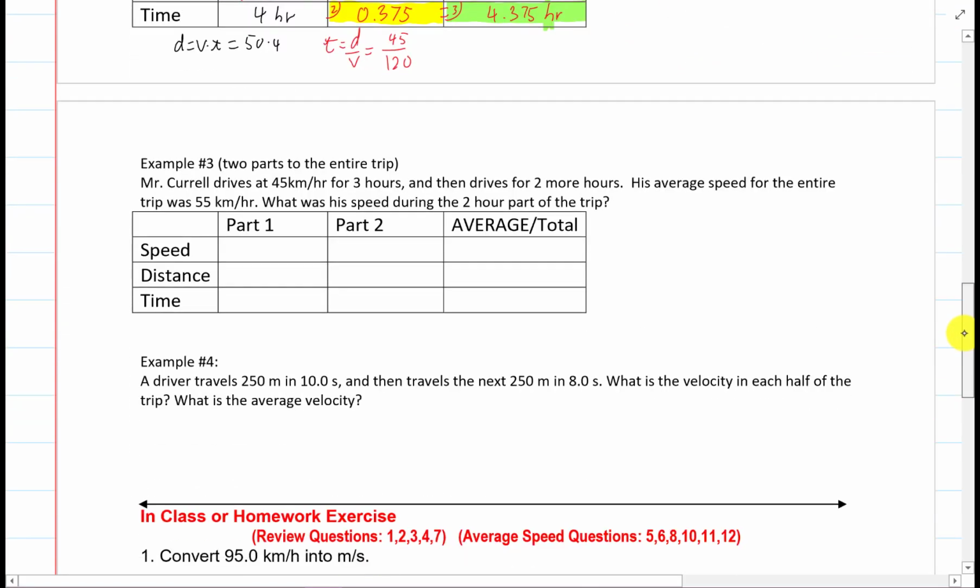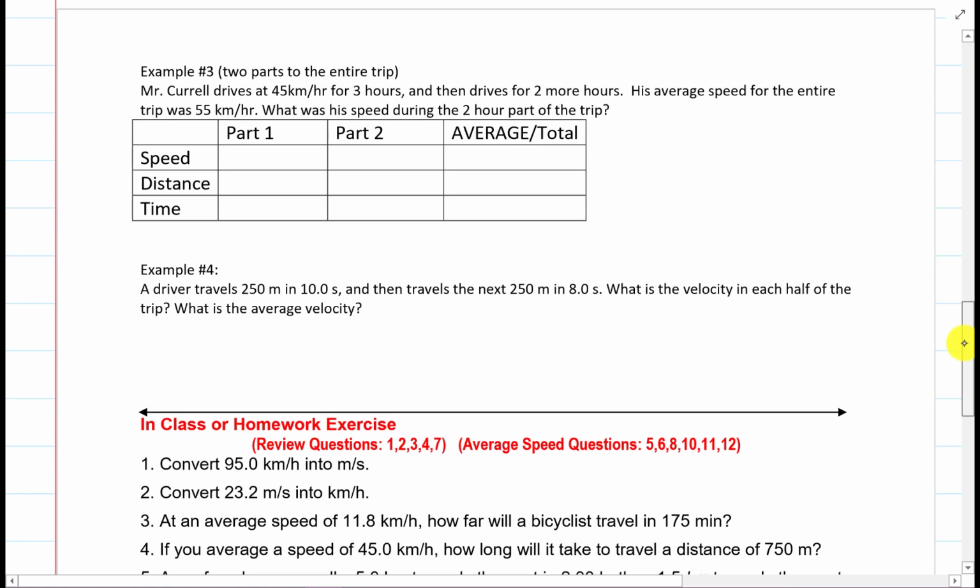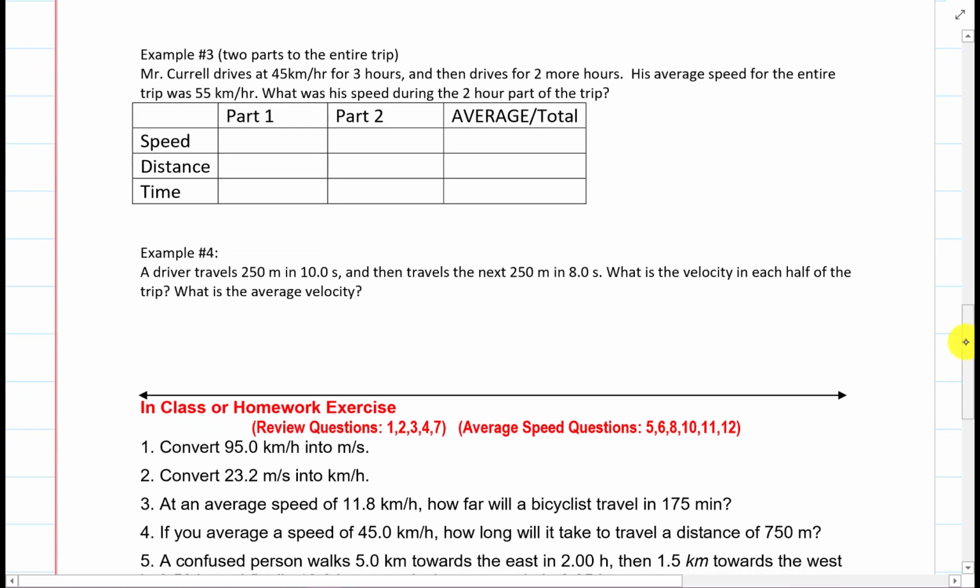Okay? And there's a couple questions here that you can try. And what's different about number 3? I'll just show it to you and then you can work on it.